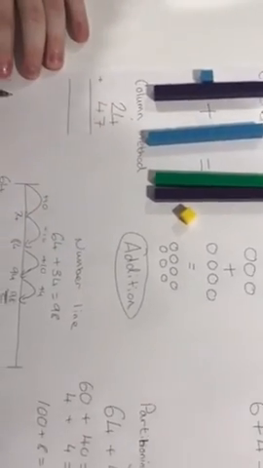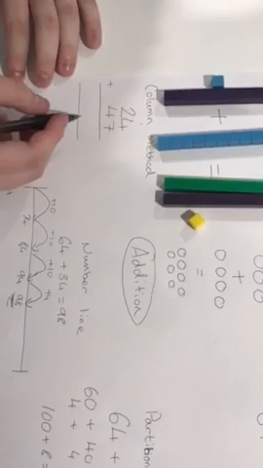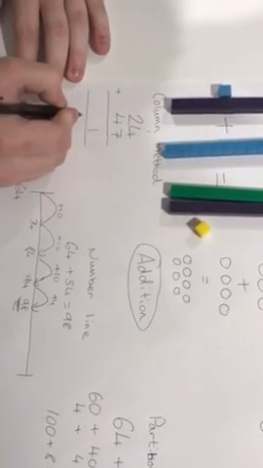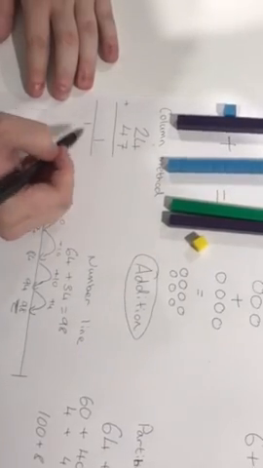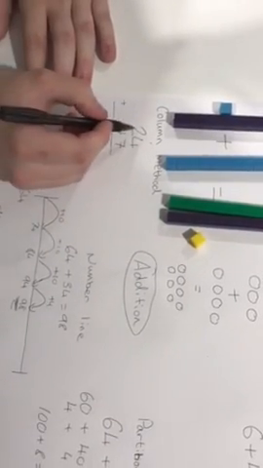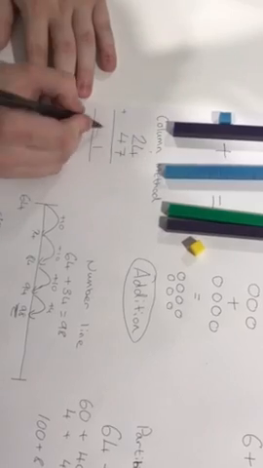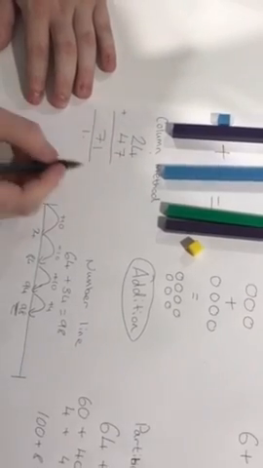We carry the 10 over into the tens column. So we would only have 1 in the ones column, and we will put 1 at the bottom. And then lastly, we just do 2 add 4 add 1, which equals 7. And there you go, you have your answer, 71.